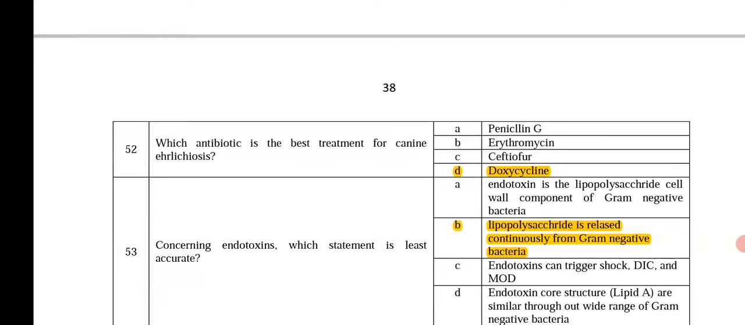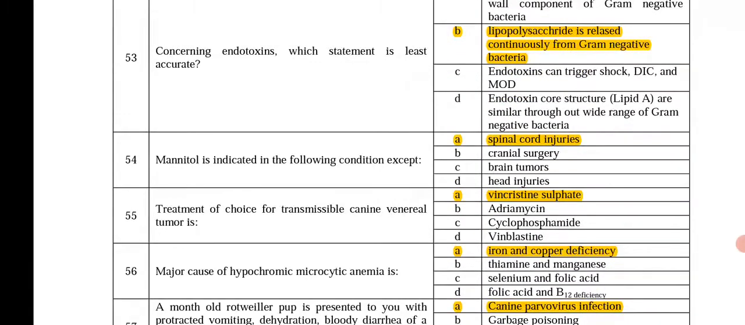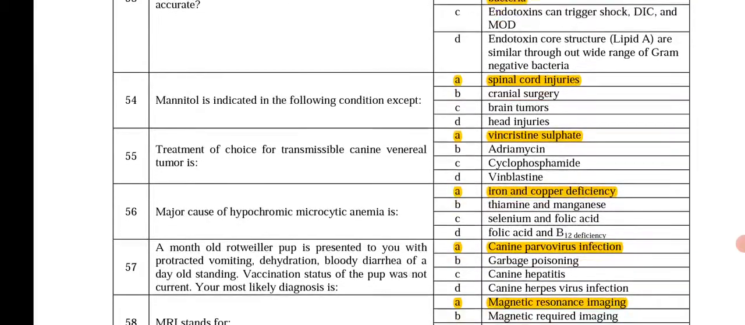Concerning endotoxin, which statement is least accurate? The polysaccharide is released continuously from gram-negative bacteria. Mannitol is indicated in the following conditions except spinal cord injuries. Treatment of choice for transmissible canine venereal tumor is vincristine sulfate.